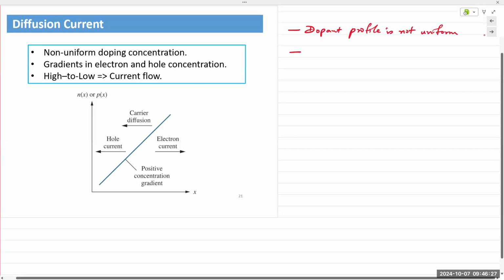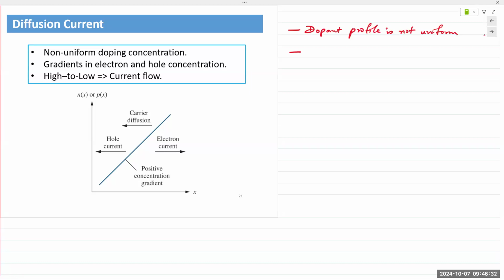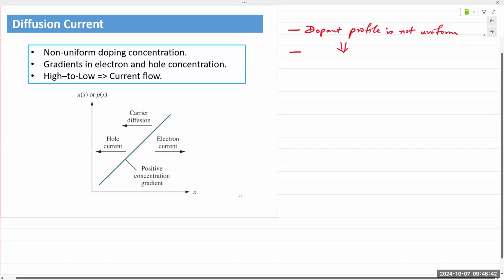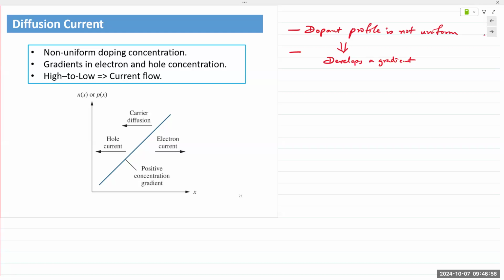Okay, so the concentration of atoms just a few nanometers over could be different from right next to it. And because of this, a gradient develops, in terms of the number of atoms or atom concentration. And like all physical quantities, it moves from higher concentration to lower concentration.